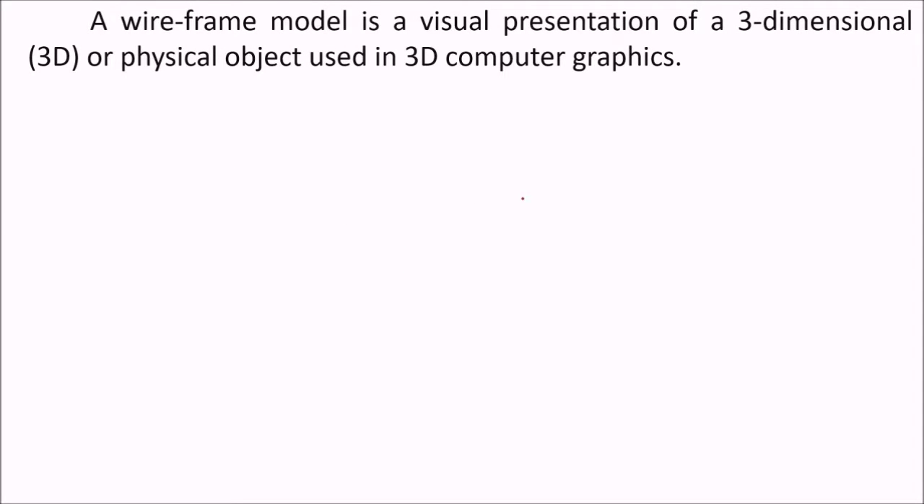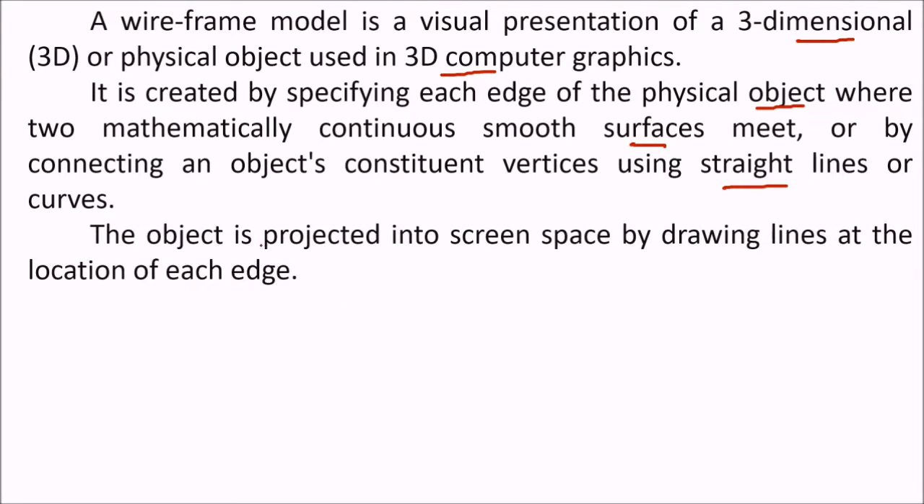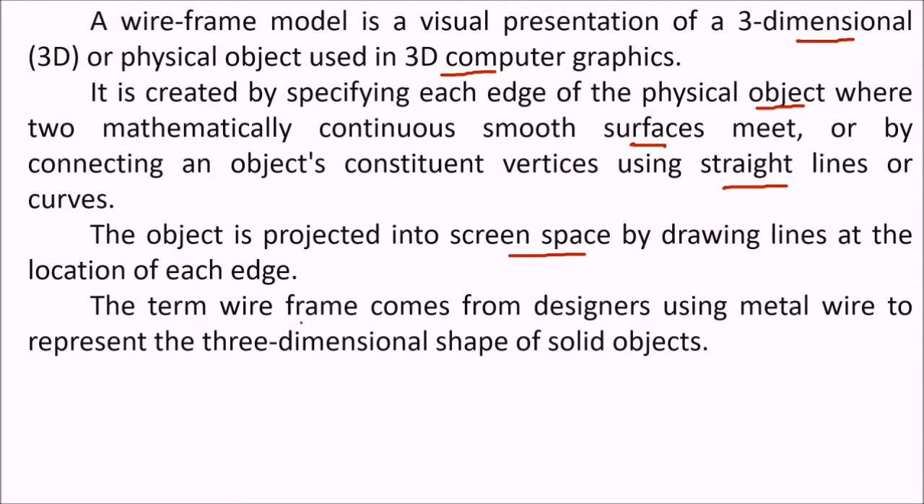A wireframe model is a visual representation of a 3D or physical object used in 3D computer graphics. It is created by specifying each edge of the physical object where two mathematically continuous smooth surfaces meet, or by connecting an object's constituent vertices using straight lines or curves. The object is projected into screen space by drawing lines at the location of each edge. The term wireframe, where has it come from? It has come from designers using metal wire to represent the three-dimensional shape of solid objects.